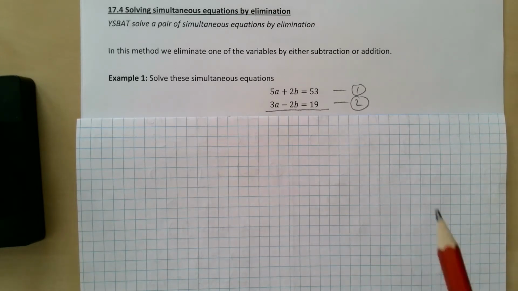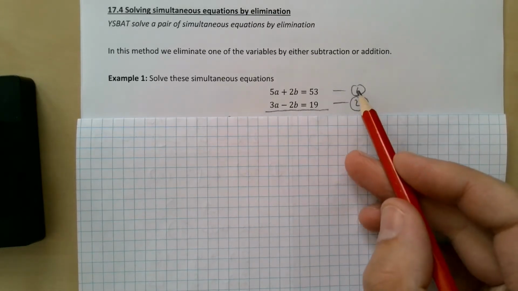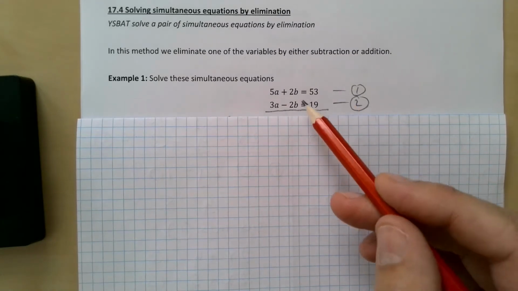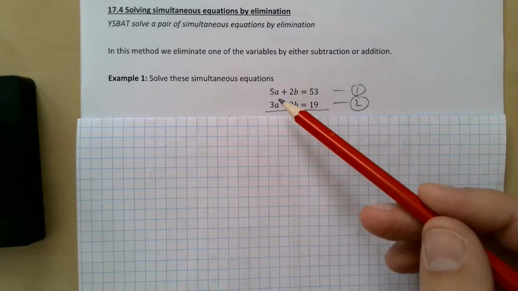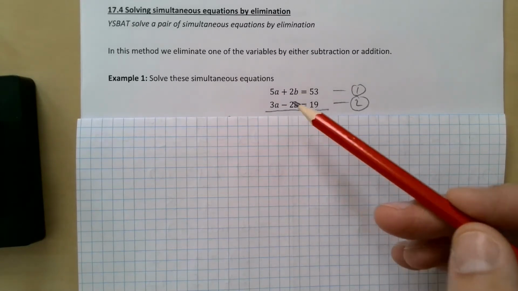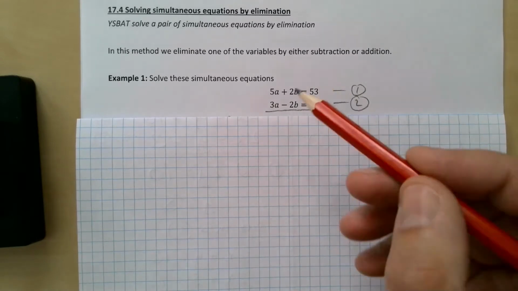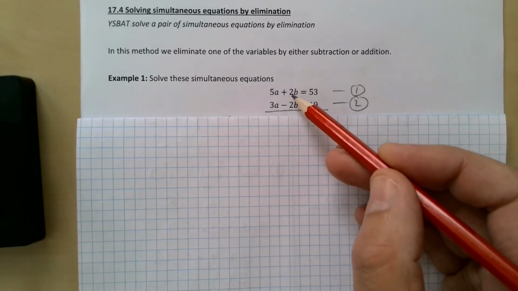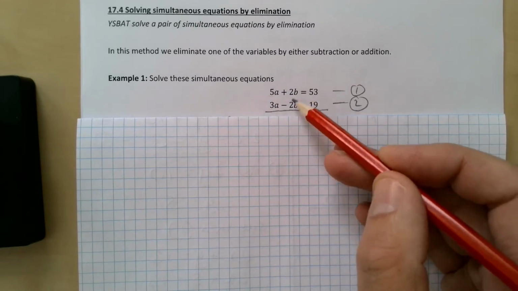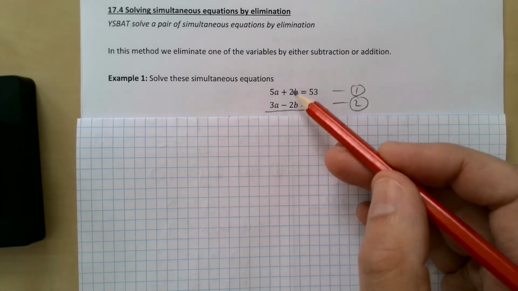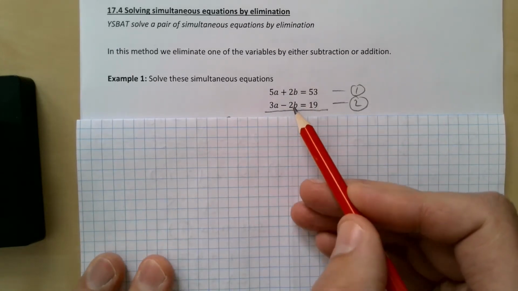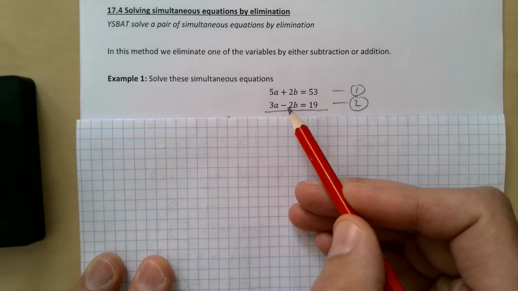As with all of these things, the first thing I want you to do is number them 1 and 2. And then the next thing, which isn't required in this particular example, is you either need to make the a's the same value as each other or the b's the same value as each other. If we look at this one, the b's are already 2, so we don't need to change them in any way. And we need to eliminate the b's. The idea is we make them the same and we add or subtract them to get rid of them. Hopefully you can see that if you add 2b plus minus 2b, they're going to disappear.